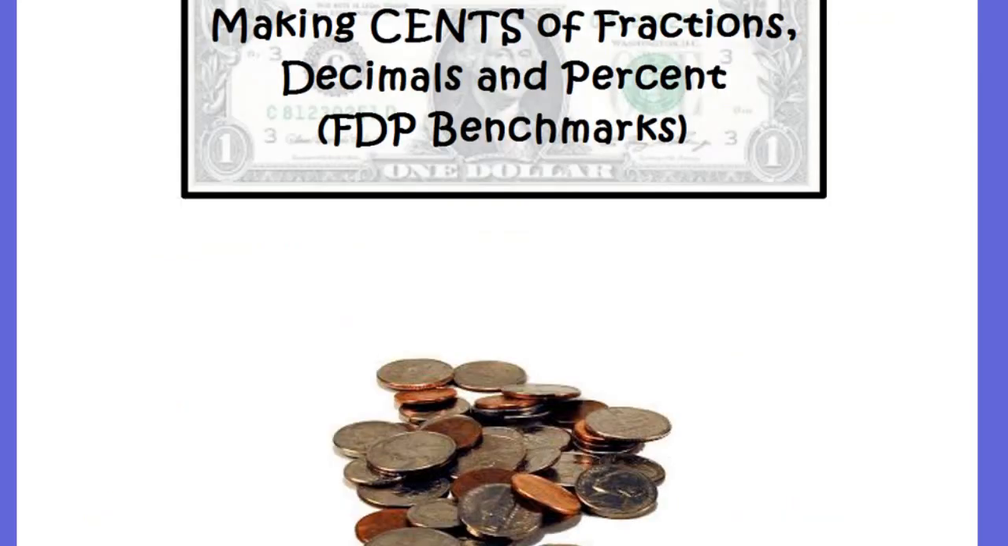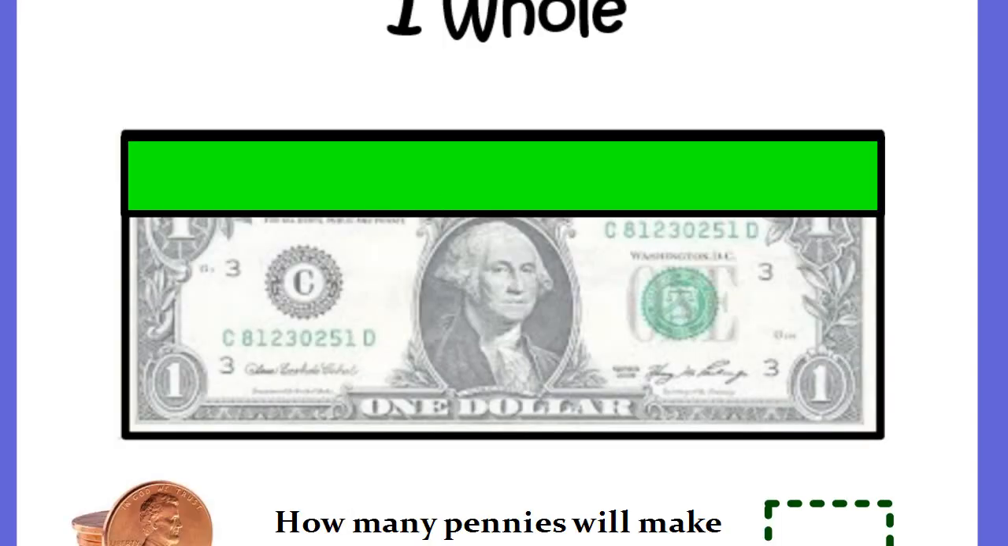All right, again, we found the easiest way is to think of it in terms of money. So we're going to make sense of FDP benchmarks. Okay, 1 whole dollar. Let's break this into a fraction. Think about pennies. How many pennies make a whole dollar? Or how many cents make 1 whole dollar? 100, right? So if I write this as a fraction, the denominator would be 100 for 100 pennies.